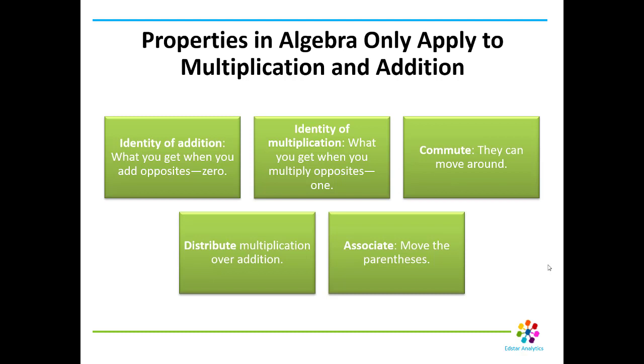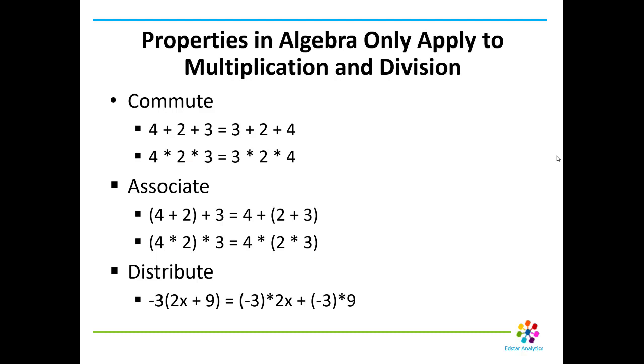And associate, we can move parentheses around to associate different numbers. That's the associative property. This slide illustrates the properties and how they're used. Commute, the commutative property, the numbers can move around. If it's all addition, move them any way you want. You don't have to add left to right. You can move them. Associative property, you associate whatever you want with your parentheses.